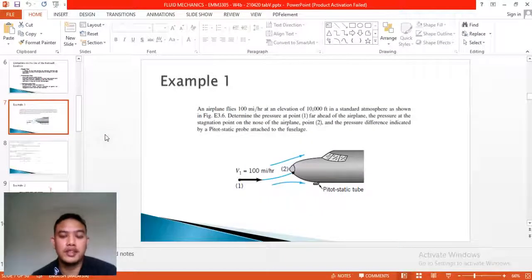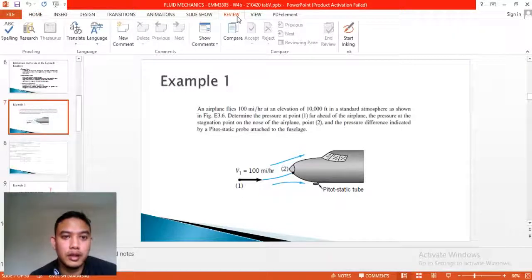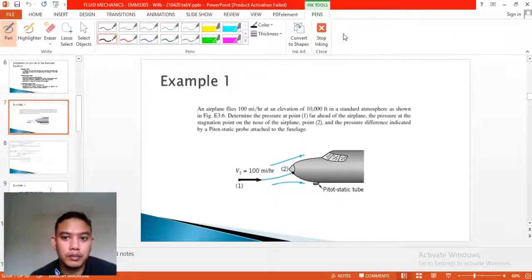Okay, we can go for an example of the Bernoulli equation. We go for example number 1. For this example, it stated that the airplane flies at 100 miles per hour at an elevation of 10,000 feet, at the standard atmosphere, as shown in the figure below.